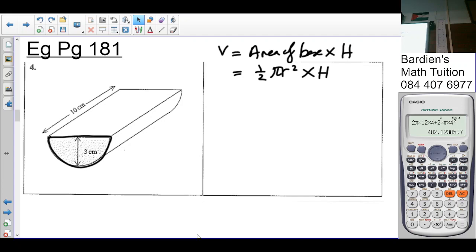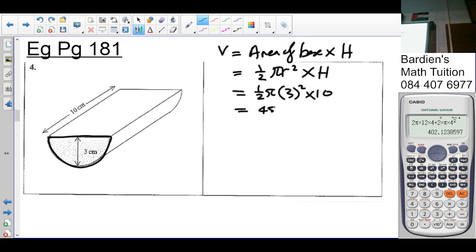Guys got it? So it's going to be half pi, what's the radius? 3 squared times 10. That's all? 10 times half is 5, 5 times 9 is 45. So it's 45 pi. You all agree with that? Which is 141.37 centimeters.